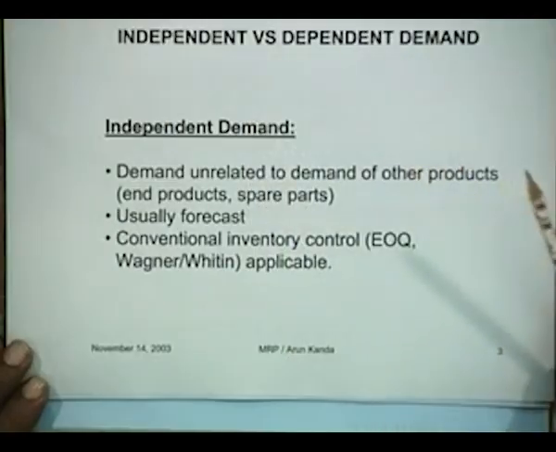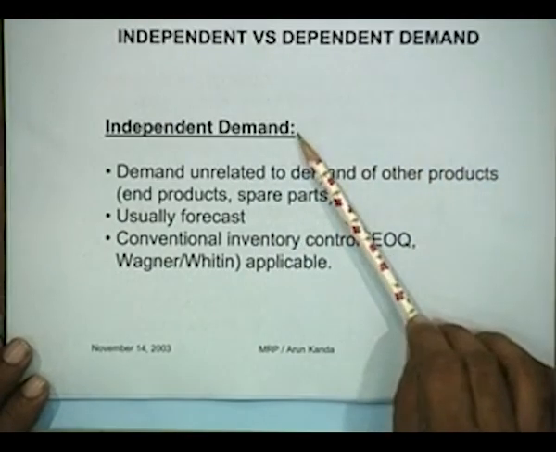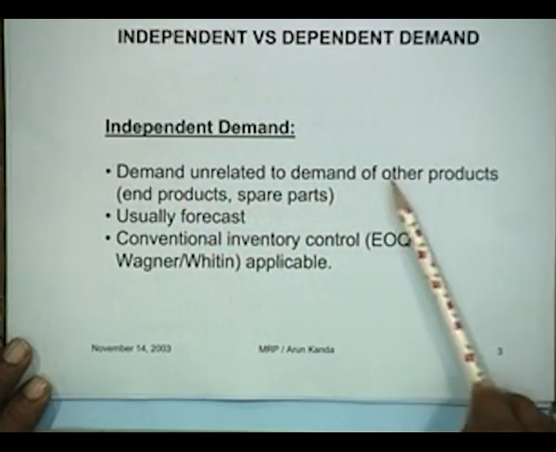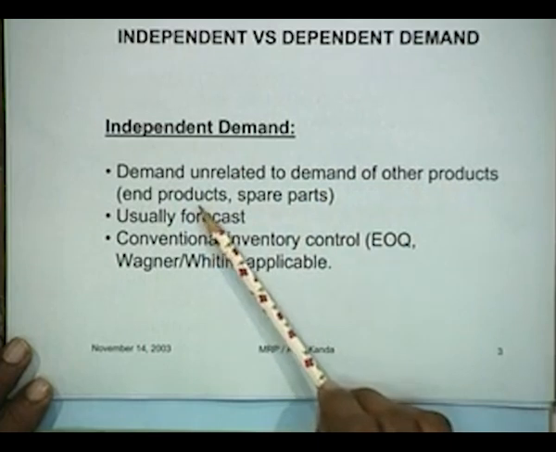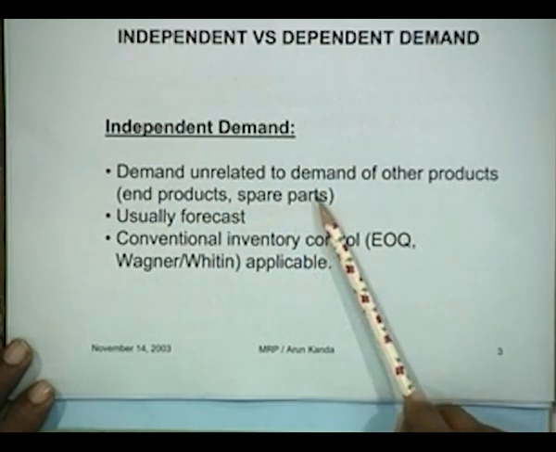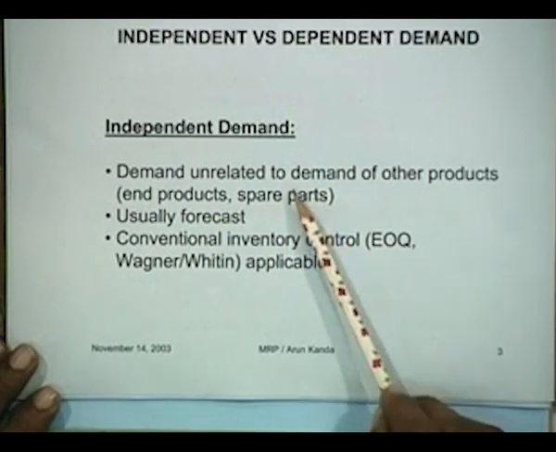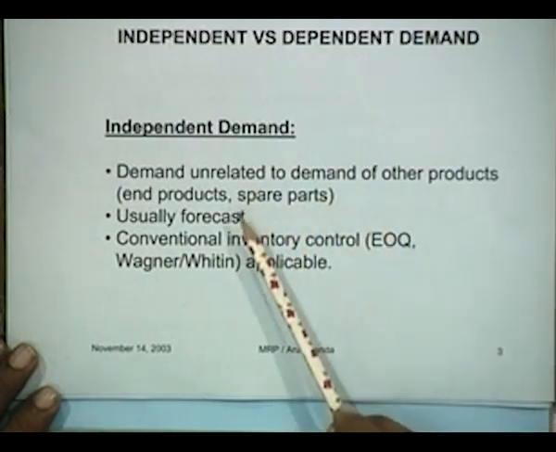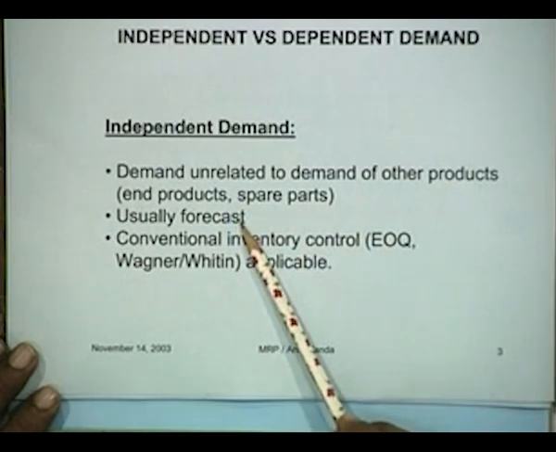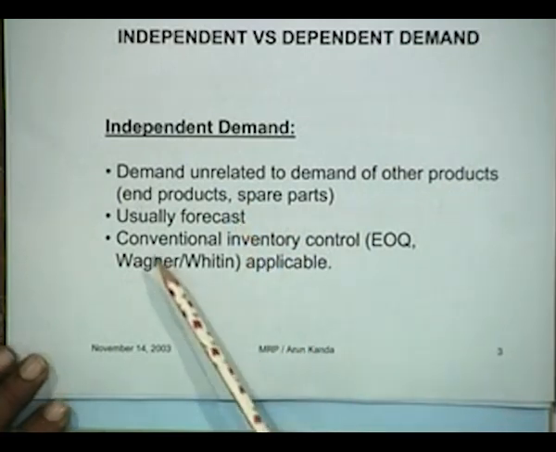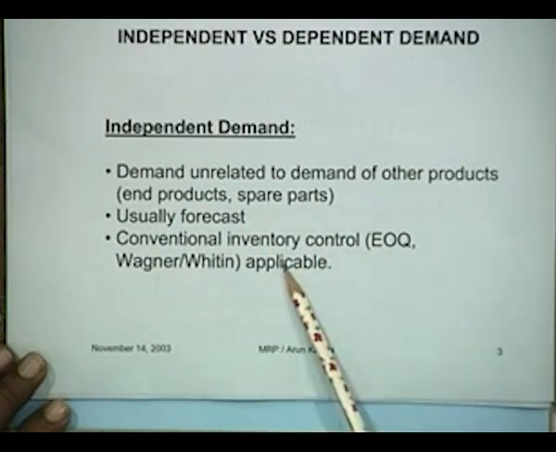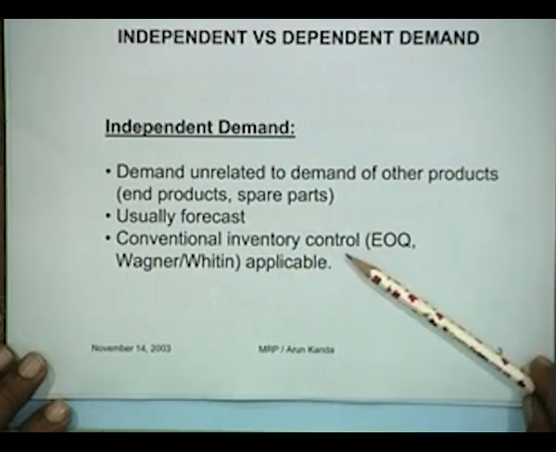So when you try to make this distinction between independent and dependent demand systems, basically independent demand systems are those systems where the demand is unrelated to demand of other products such as end products or spare parts, etc. These are demands which are totally unrelated to the demand of the other products. These independent demands can usually be determined by a forecast. And conventional inventory control using EOQ or Wagner-Whitin models are generally applicable in these situations.